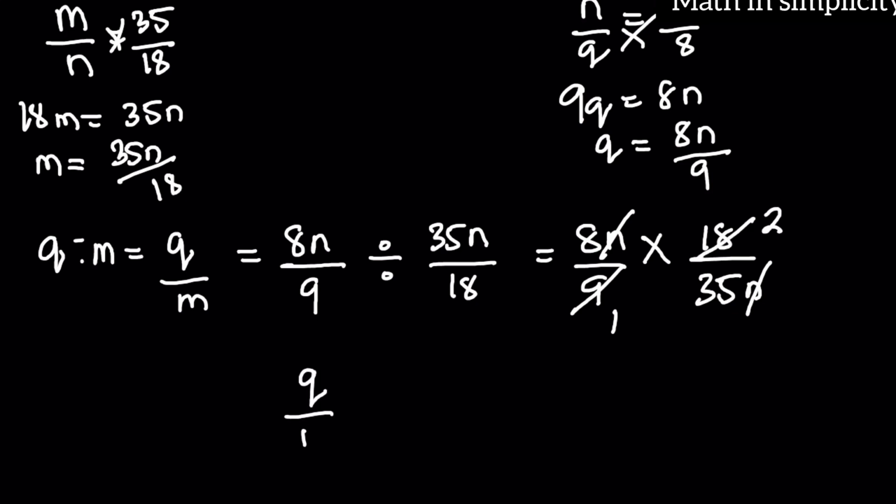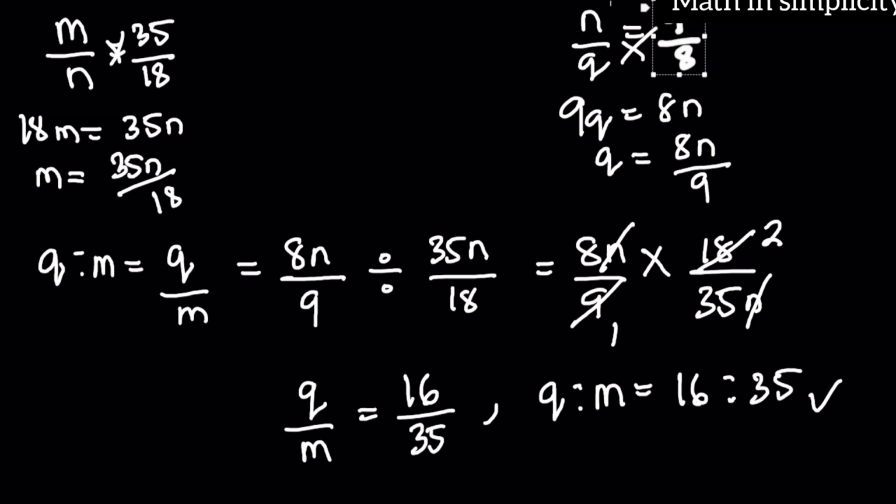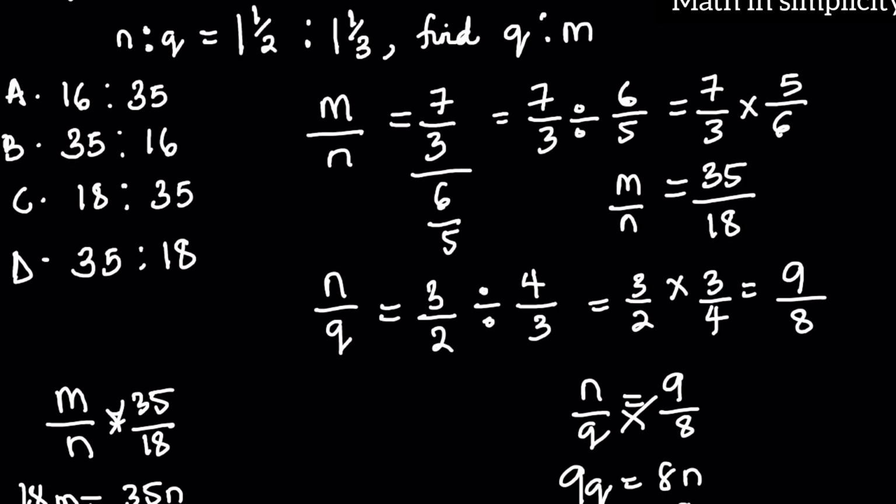So finally we have that q over m is equal to, let's multiply 8 times 2 to give us 16, and 1 times 35 is just 35. So this is the final answer. If you write it as a ratio, q is to m equals 16 is to 35, and this is the final answer, 16 to 35. So let's look for the corresponding value there. 16 to 35 is the option A. So that's it for this question.